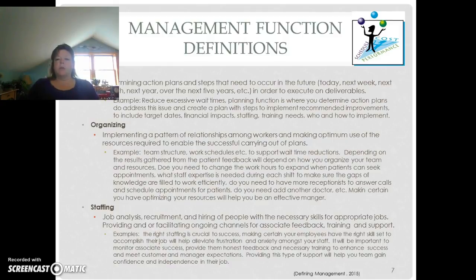So it'll be critical to that success, making sure that we have the right people on the right schedule, and that we can not only provide them with honest feedback on how they're performing and get them necessary training that will also help keep them engaged and really able to be successful in their role. So providing this type of support to your associates and team will help gain that confidence and independence that they're going to be seeking.